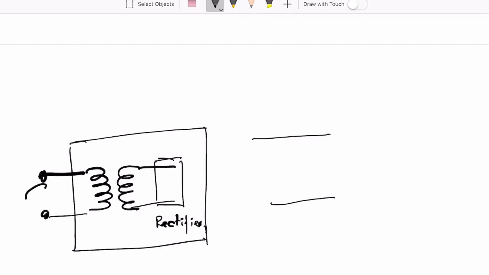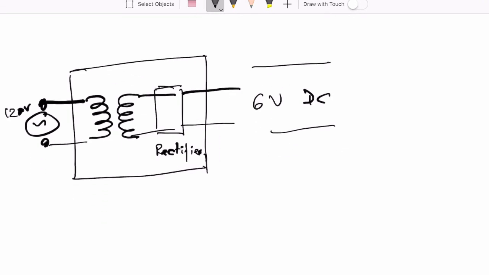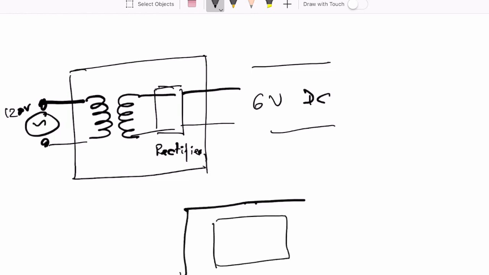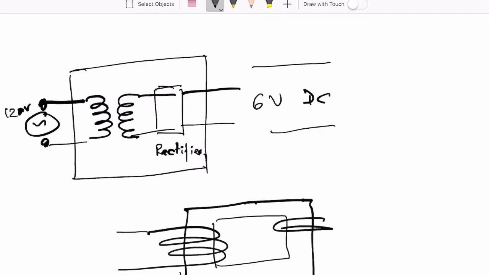So here you've got an AC of 120 volts, and then after it comes out of your power adapter, you have a 6 volt DC, which is suitable for your computer, right? Now, let's think about one thing. The way we drew the diagram for a transformer kind of looked like this. So this was the primary solenoid and this was the secondary solenoid. The left side is the primary solenoid, the right side is the secondary solenoid.